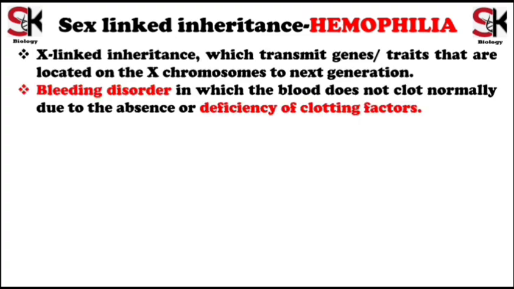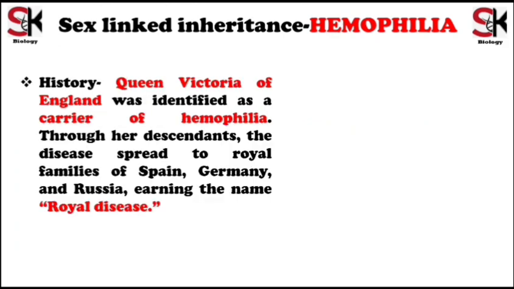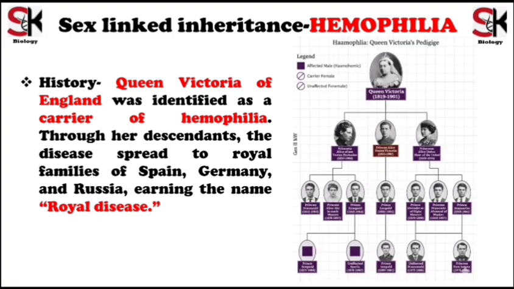Haemophilia is an X-linked inheritance disease. It's a bleeding disorder in which blood does not clot normally due to deficiency of clotting factor. Here in this table you can see two types of hemophilia, A and B. Deficient clotting factor is 8 and 9 respectively. This disease is popularly known as royal disease because in 19th century Queen Victoria was detected as a carrier. She passed this defective X chromosome to next generation. The pedigree of this disease you can see here in this picture.